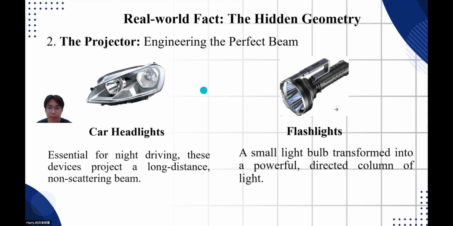Now look at these examples, car headlights and flashlights. We call them projectors, engineering the perfect beam. They do the exact opposite. They take light from a tiny bulb and turn it into a very straight, powerful beam. This beam doesn't scatter. It goes straight ahead to help us see the road at night. The question is, why does the same curve, the parabola, work for both gathering and sending out waves? Let's find the answers in math.